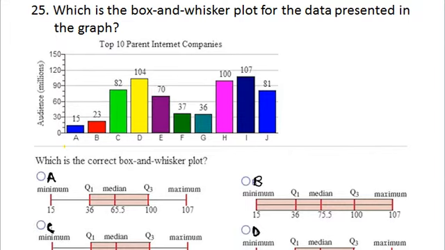Which is the box and whisker plot for the data presented in the graph? It lists the top 10 parent internet companies. The vertical axis has their audience in millions, and the horizontal axis just labels the 10 companies A through J. So there are 10 of them.